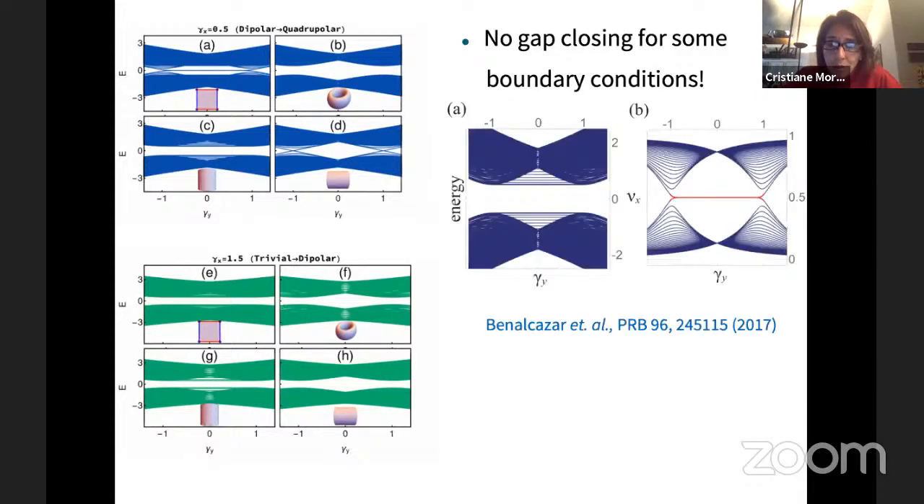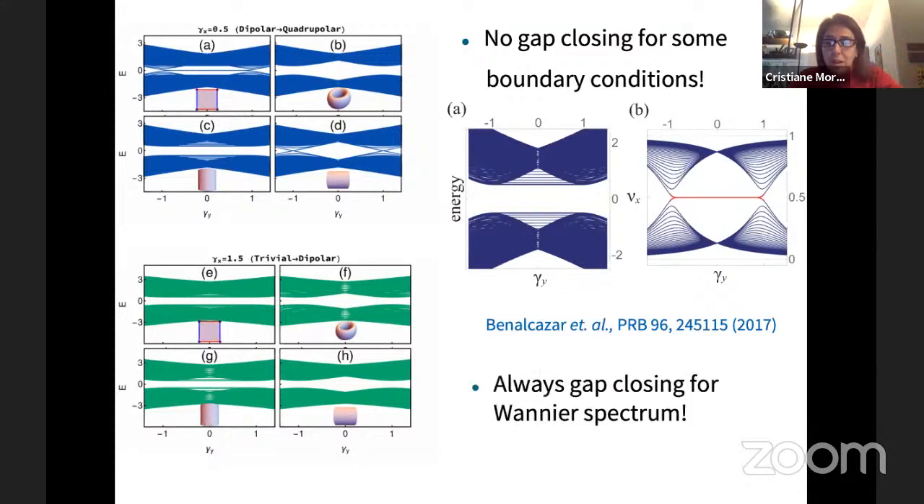But this was known from the work of Benalcazar in 2017, that there is no gap closing for some types of boundary conditions. But in that work, he also gave us the solution, what we should do to understand all that. And the solution was to look at the so-called Wannier spectrum, because in terms of the Wannier spectrum, there is always a gap closing. So what we will now look at is this Wannier spectrum and see whether we can use it to do some thermodynamics.